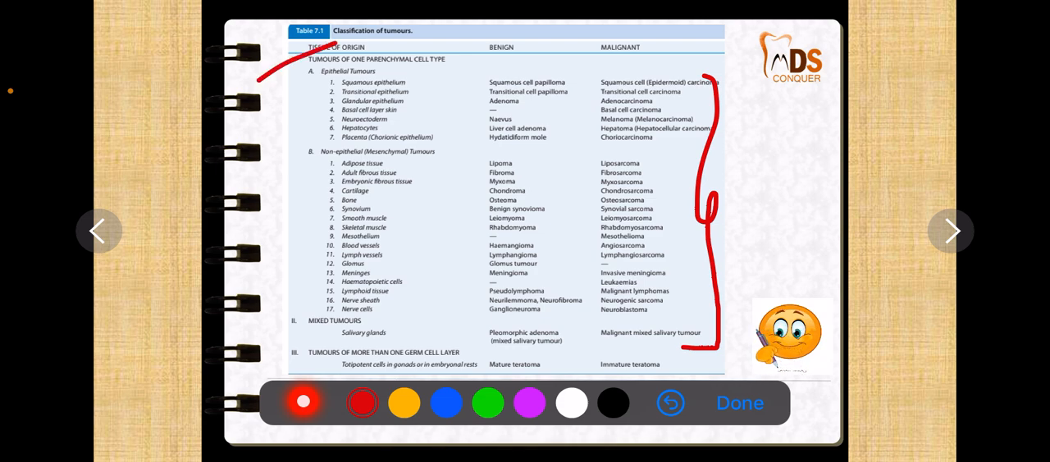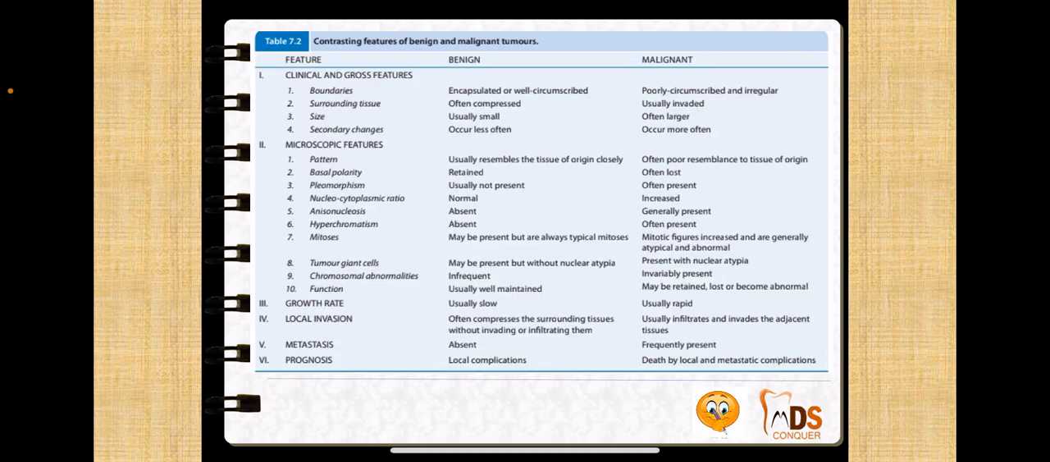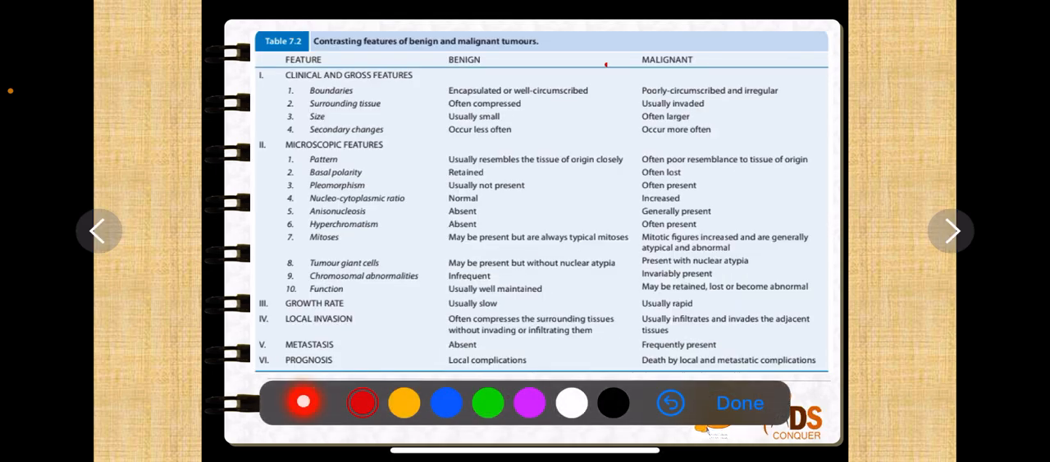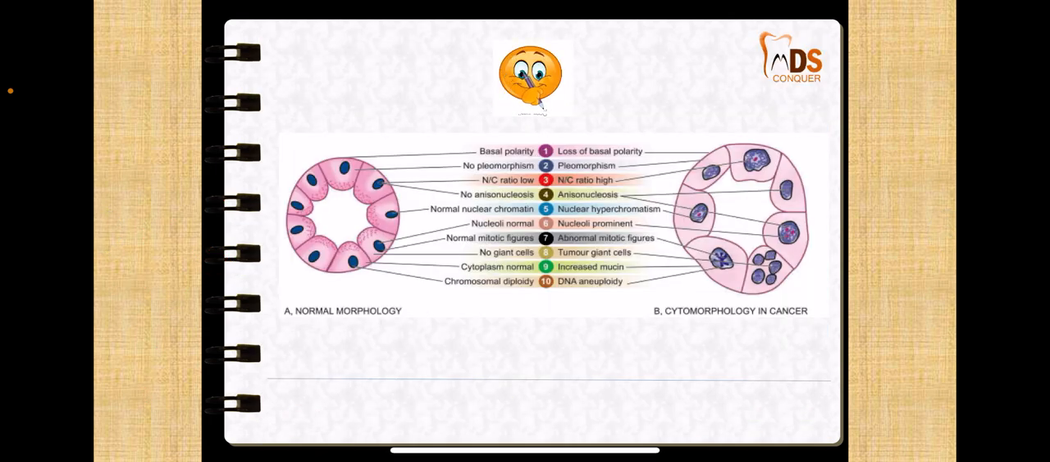So what are the epithelial tumors, what are the mixed tumors, and what are the tumors of more than one germ cell layer. And this is a very important area: the contrasting features between benign and malignant tumors. They can ask it as a true or false statement or like identify the following. So the microscopic features, each and every point given here, the differences between benign and malignant, are very, very important from the exam point of view.